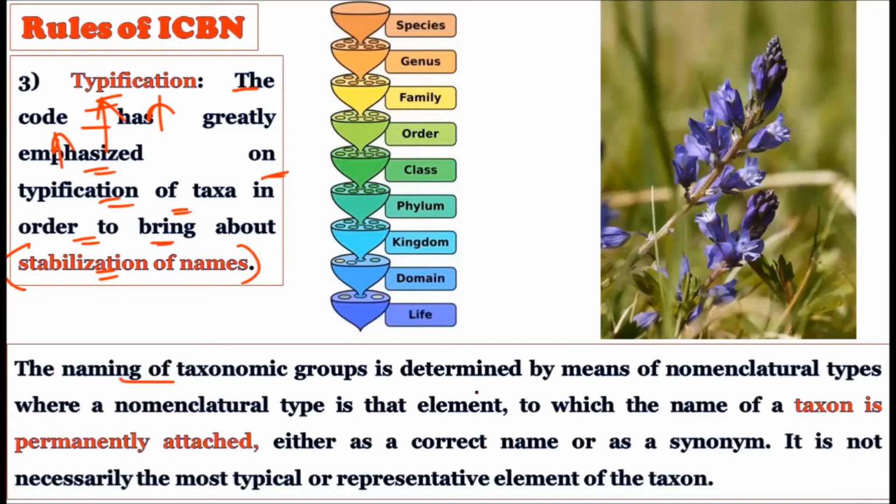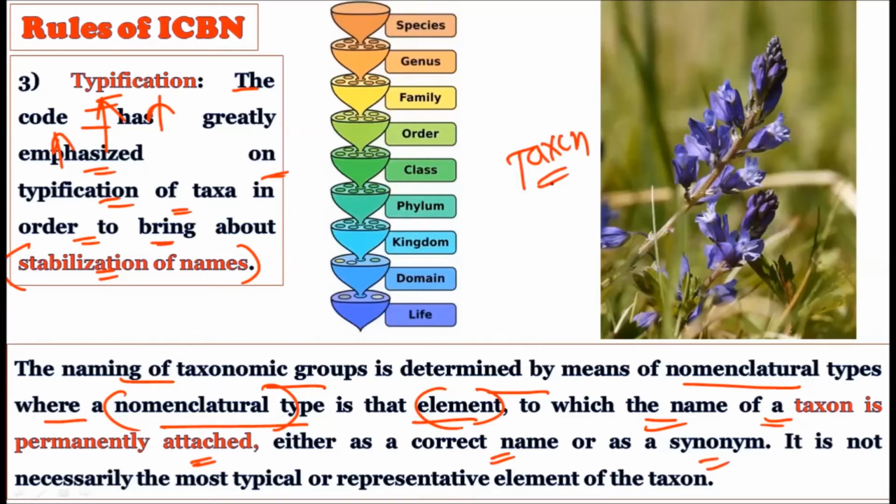See, the naming of a taxonomic group is determined by means of the nomenclatural types, where the nomenclatural type is the element to which the name of the taxon is permanently attached. Okay, so generally we use the nomenclatural type. This nomenclatural type is an element, and to this element the name of the taxon is permanently attached, either as a correct name or as a synonym. Okay, so whenever you talk about a taxon, if you find a new species, this new species is named by the nomenclatural types. And this nomenclatural type uses an element present in the plant, and this element is permanently attached to this particular plant species, right?